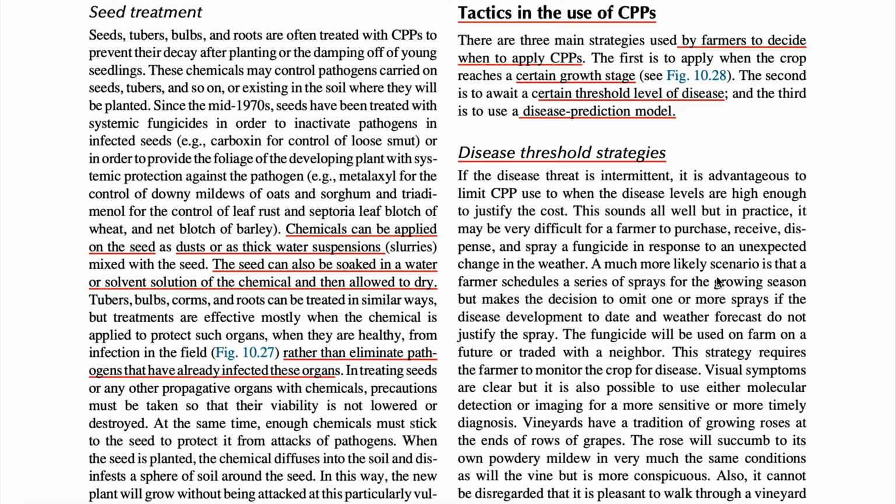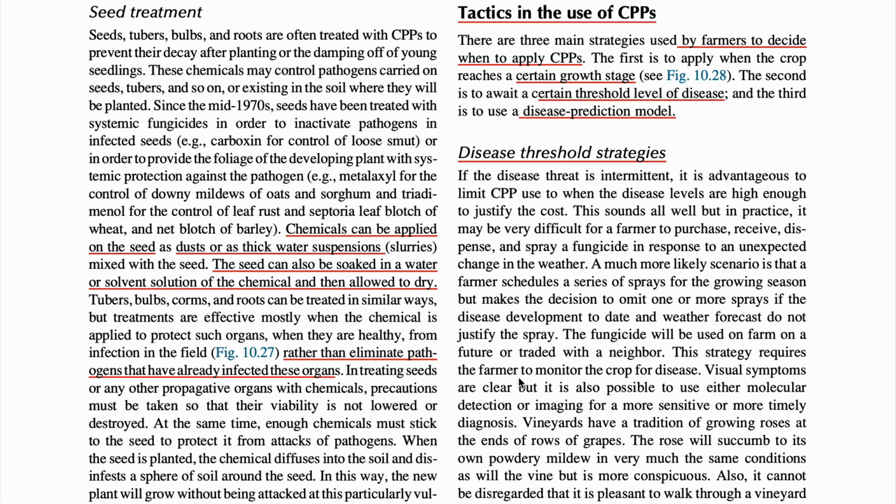A much more likely scenario is that a farmer schedules a series of sprays for the growing season but makes the decision to omit one or more sprays if the disease development or weather forecast do not justify the spray. The fungicide will be used on the farm in the future or traded with a neighbor.